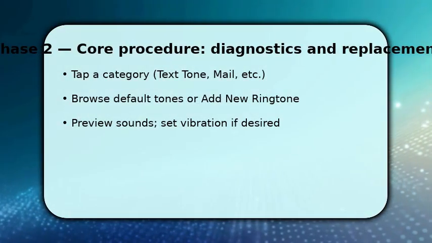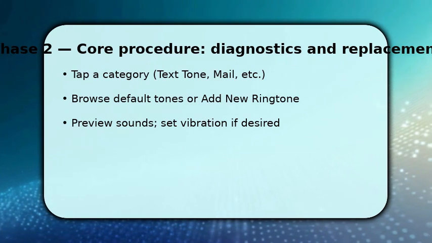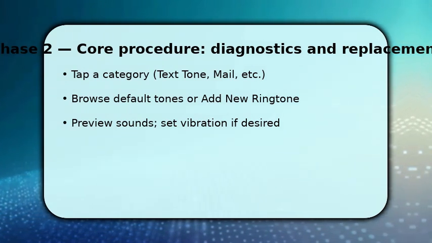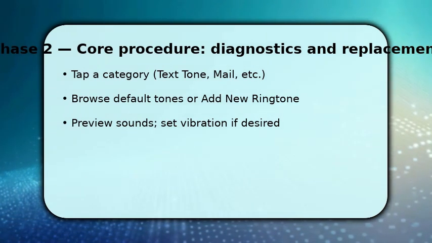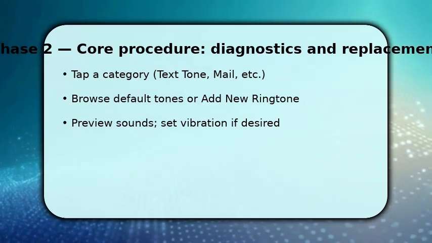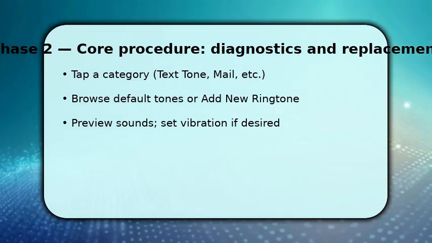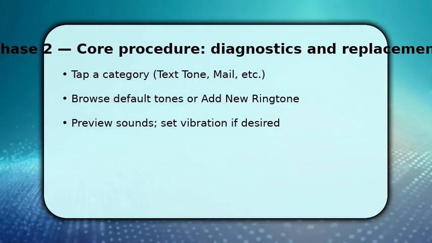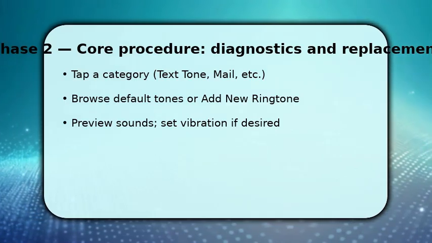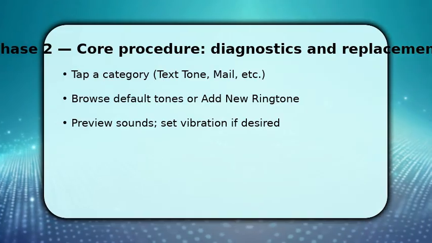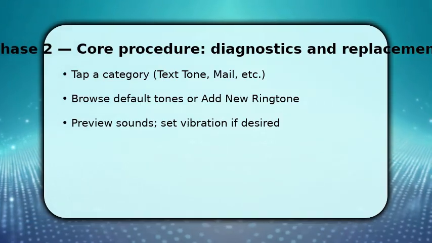Now you tap the specific category, for example text tone, because that opens the tone list. Scroll through defaults and tap a tone to preview it. You'll hear a sample so you can compare. If you want a custom sound, choose Add New Ringtone via Files or GarageBand. Format must be compatible. Also set vibration patterns if you need silent cues. Once done, the selected tone shows a check mark, which confirms the change.